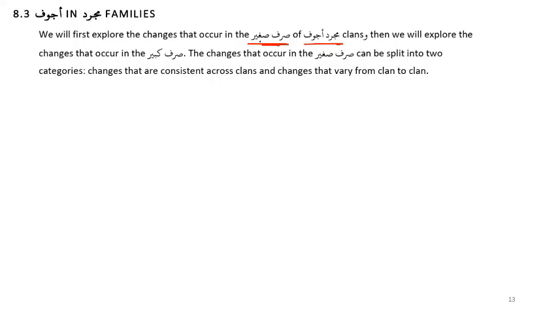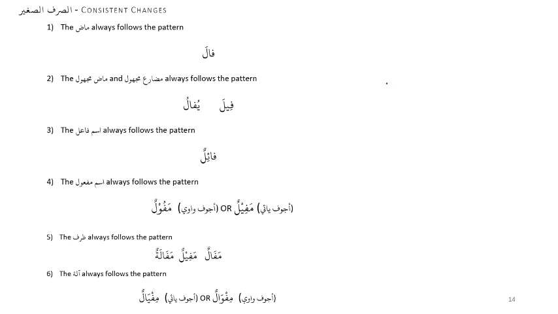So third person. We will look at Sarf Saghir, and then we will look at Sarf Kabir, which is the full conjugation. The changes that occur with Sarf Saghir can be split into two categories: changes that are consistent across all the different babs, here being Daraba, Nasara, etc., and changes that are specific to individual babs.